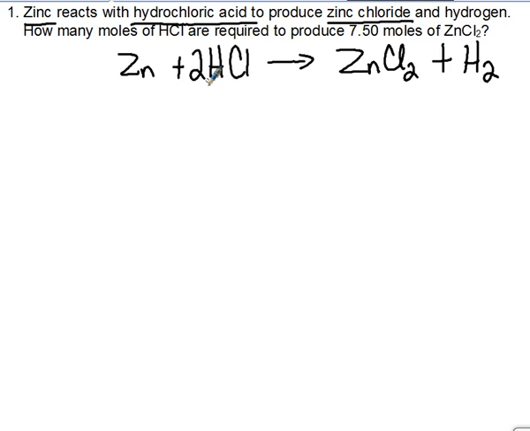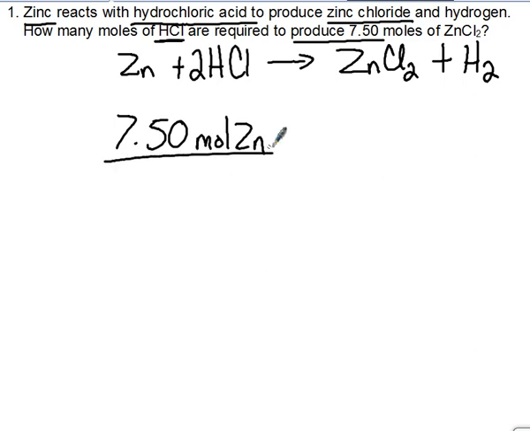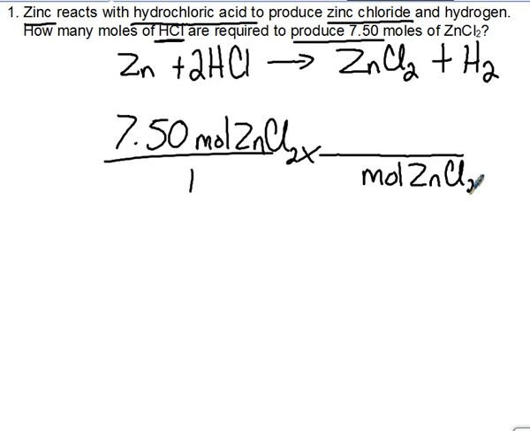Then it's asking us how many moles of HCl, so that's going to be our end product, are required to produce 7.5 moles of zinc chloride. So I'm going to put my given over 1. I automatically take this unit and write it down here. And remember that I want to convert it to hydrochloric acid, so I'm going to do my mole to mole ratio.